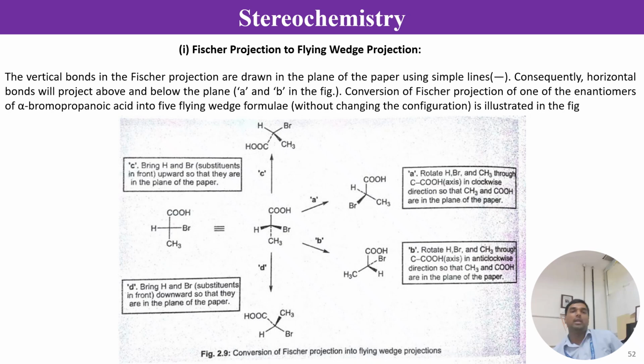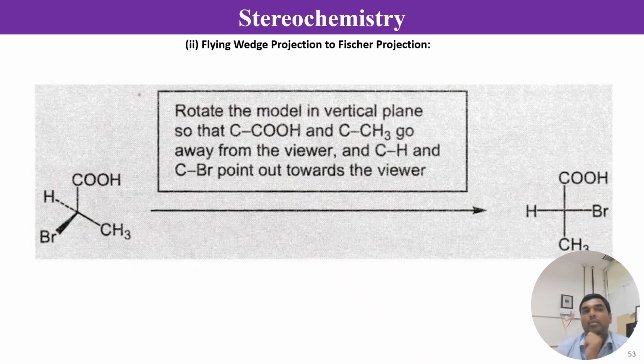Okay, similarly, Fischer projection formula to flying wedge formula: you can see the molecule, hydrogen and bromine are on the plane, and then the carboxylic acid is down and methyl is up, or carboxylic acid up and methyl down. Flying wedge projection to Fischer projection: you can see that the acid and methyl group, bromine is on the right side, hydrogen is down.